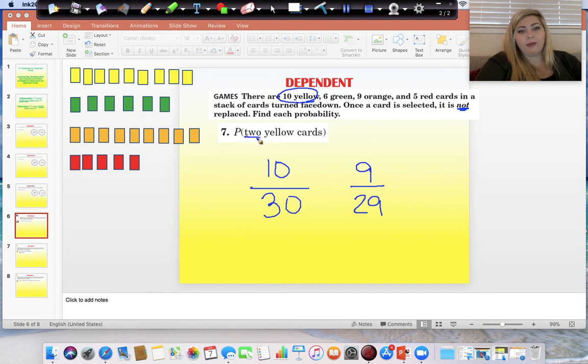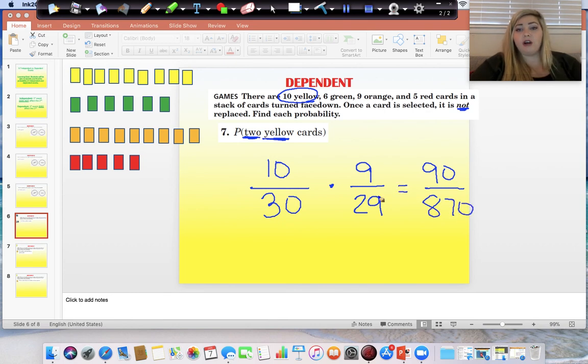We wanted the probability of getting 2 yellow cards. So the probability of getting the first yellow card is 10 out of 30. That one is taken away. So now there are only 9 yellow cards left out of 29 total cards. Okay? And now you can multiply straight across. 9 times 10 is 90. And 30 times 29 is 870.